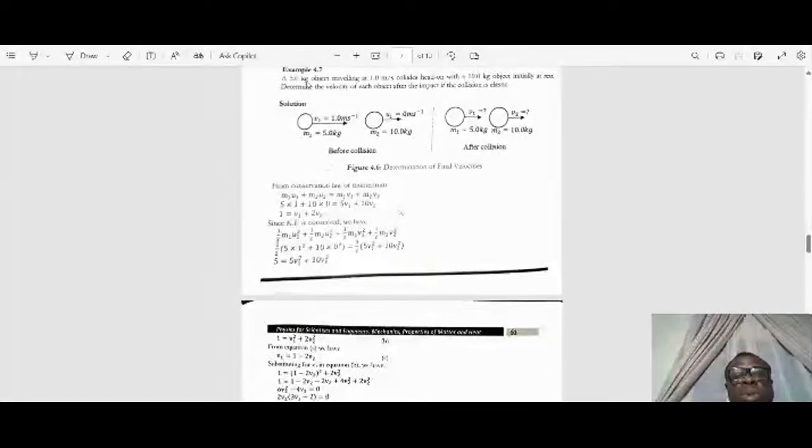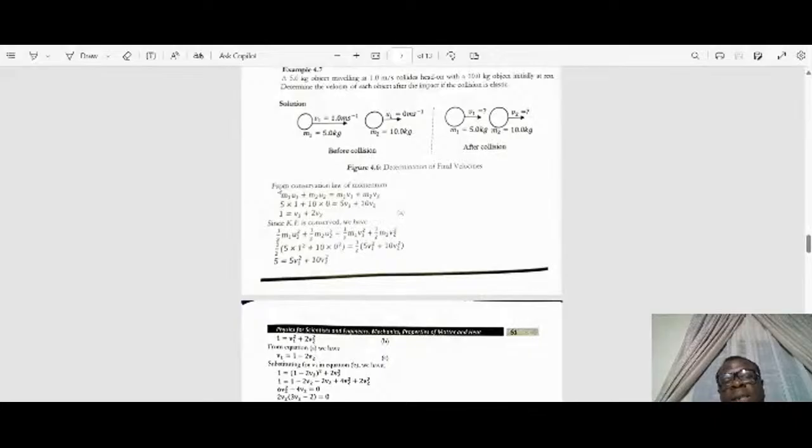So the question, example 4.7, is what we are looking at. M1 is given as 5 kg. U1 is given as 1 meter per second. M2 is 10 kg and U2 is 0 because the body is stationary. That's the reason why U2 is 0. So after the impact or the collision, the masses M1 and M2 will still remain the same. What varies is the velocity. V1 is not given, V2 is not given, and that is what we are looking for.